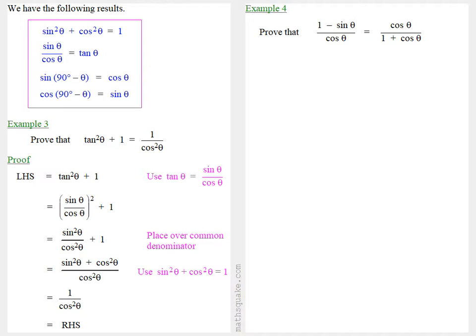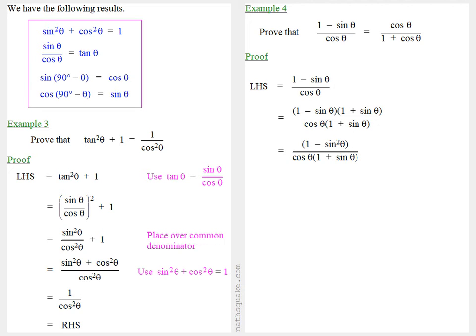Now in example 4, we want to prove that 1 minus sine theta over cosine theta is equal to cosine theta over 1 plus sine theta. And to prove this, we're going to start with the left-hand side. Now that's equal to 1 minus sine theta over cosine theta. And we can multiply the top and the bottom by 1 plus sine theta. So that gives us (1 minus sine theta) into (1 plus sine theta) over cos theta into (1 plus sine theta). Now the top is the difference of two squares, and so we can simplify it, and it becomes 1 minus sine squared theta, and the bottom is still cos theta into (1 plus sine theta).